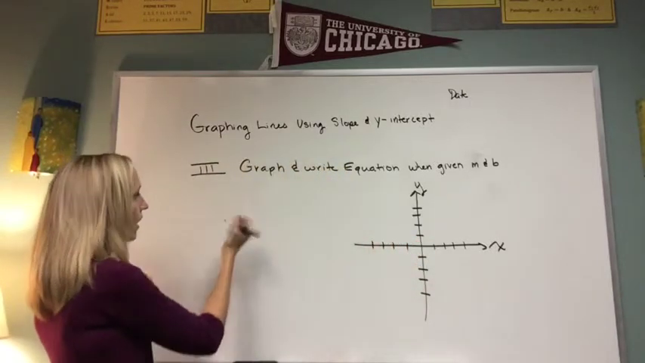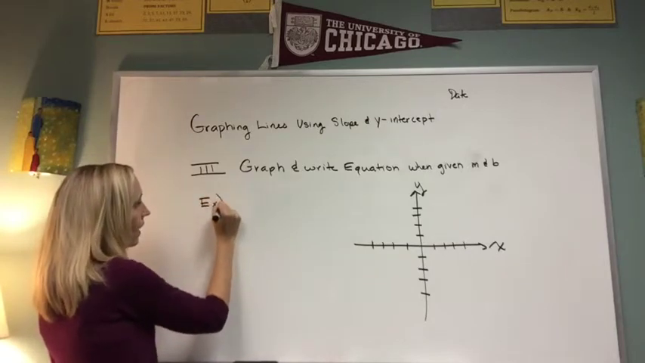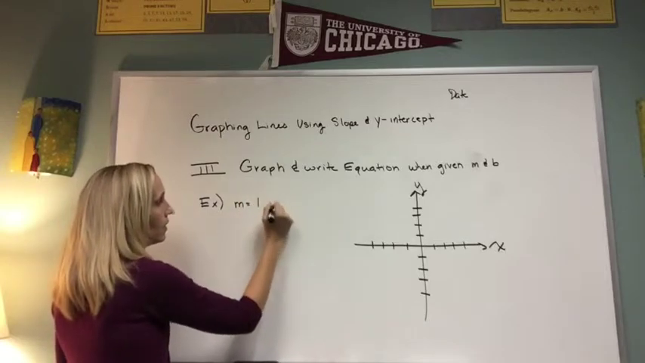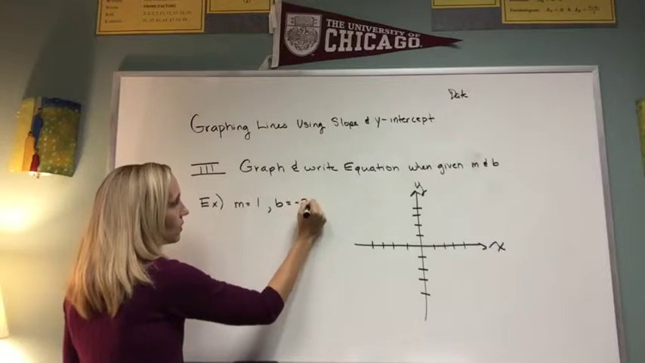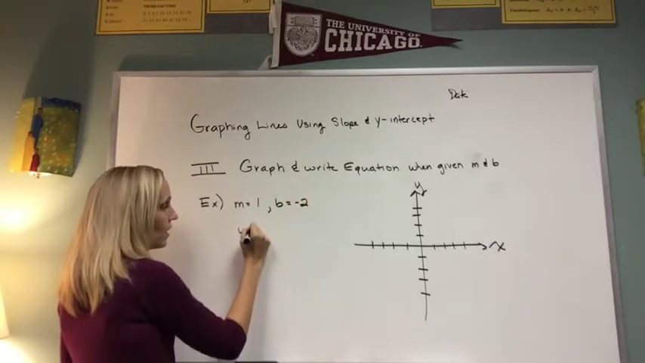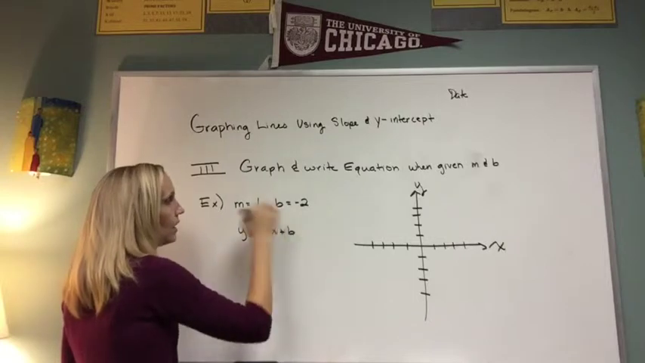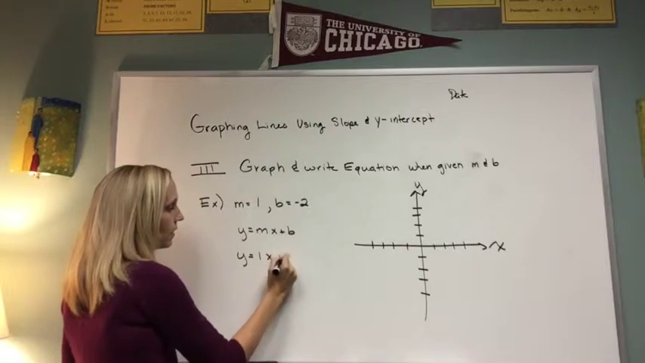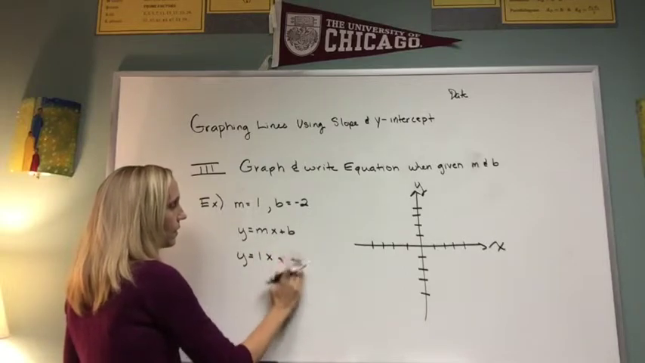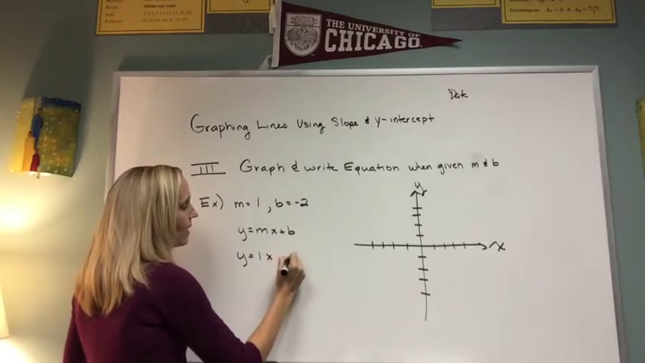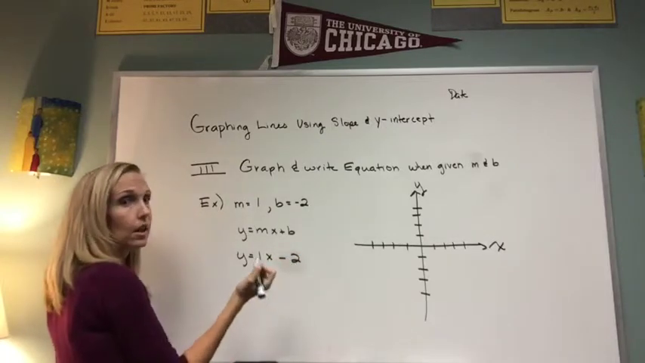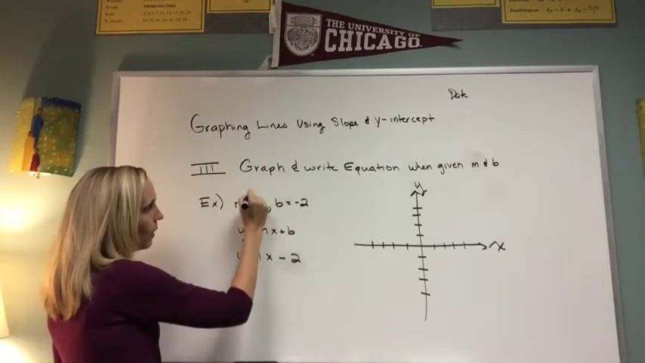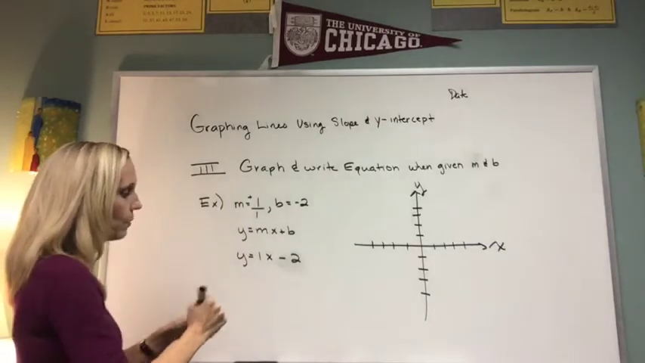Okay? All right. What if I gave you a slope of 1 and a y-intercept of -2? We first need to put it in the equation of y equals mx plus b. Literally just plug them in. You get y equals 1x minus 2. Correct? And because my slope is always written in a fraction, I'm going to write it as a fraction. And I'm going to put a positive here to help myself out because you're going to see why.